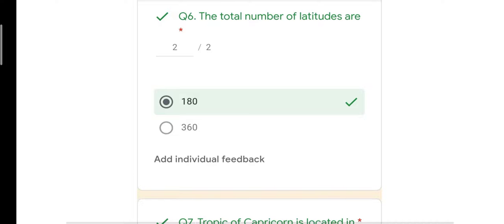From the equator to the North Pole, there are 90 latitudes, and similarly from the equator to the South Pole, there are 90 latitudes. So 90 plus 90 will be 180. So in total there are 180 latitudes, and the longitudes in total are 360 because there are 180 longitudes towards the east side and 180 longitudes towards the west side. So longitudes are 360, but the latitudes will be 180 only.